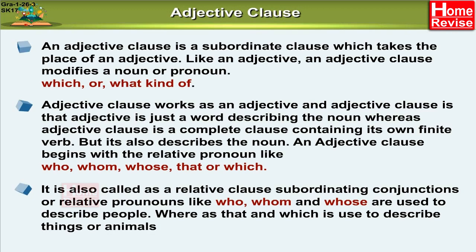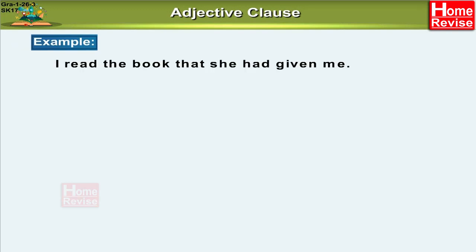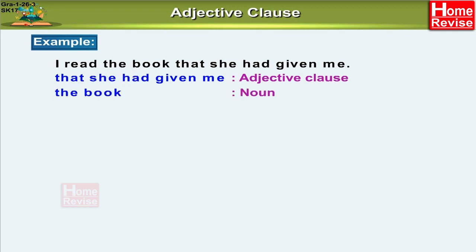Let's understand it better with a few examples. I read the book that she had given me. In this sentence, that she had given me is the clause which is modifying the noun, the book. Which book? The one which she had given me. So that she had given me is the clause which is telling us which book. Hence it is giving us extra information about the book. This particular clause is called an adjective clause or a relative clause.